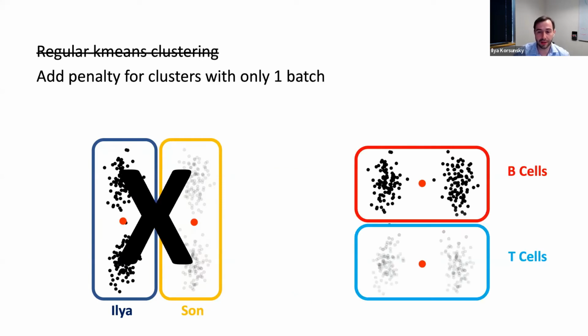So what we want is to apply a penalty that says clusters with only one batch are not preferred. We'd prefer to have clusters with multiple batches. And so that's what we did. We used KL divergence and chi-squared contingency tables to modify the objective function of k-means and Gaussian mixture models, to maximize the diversity of these clusters with respect to whatever variable you're talking about.